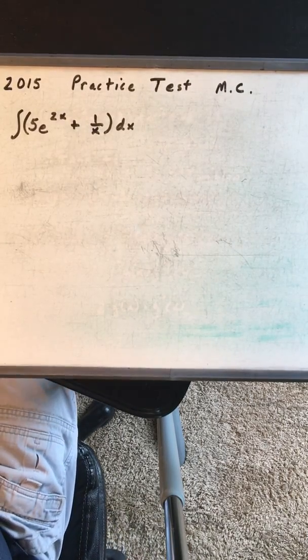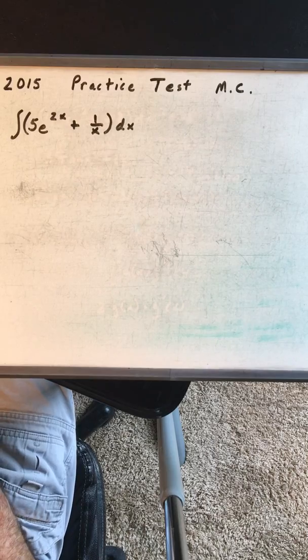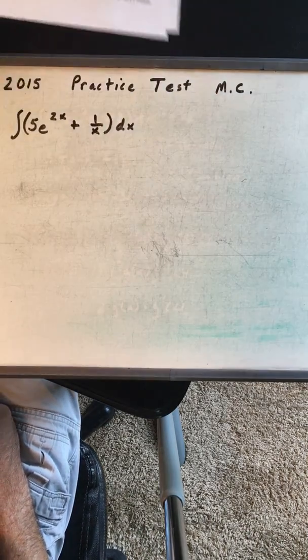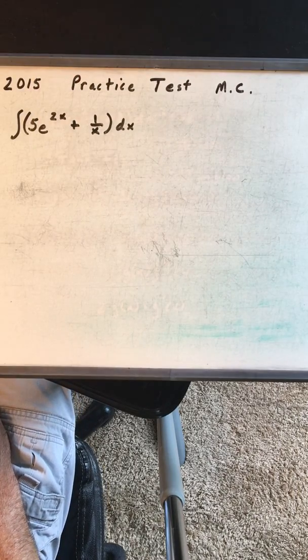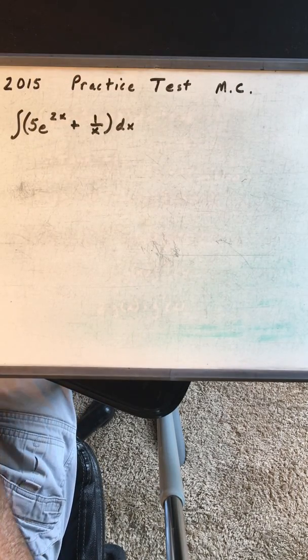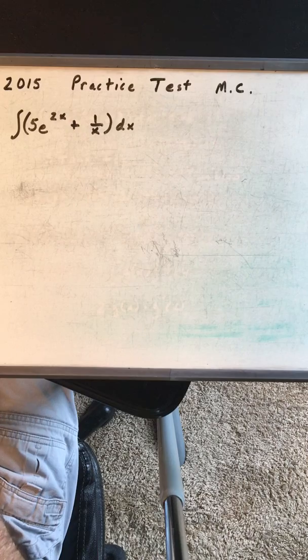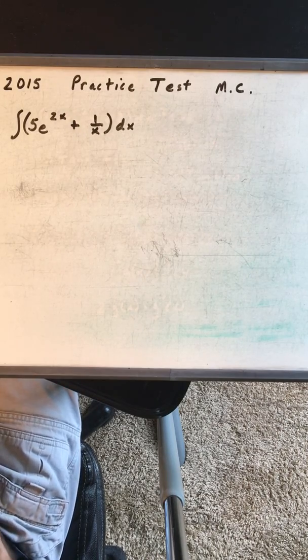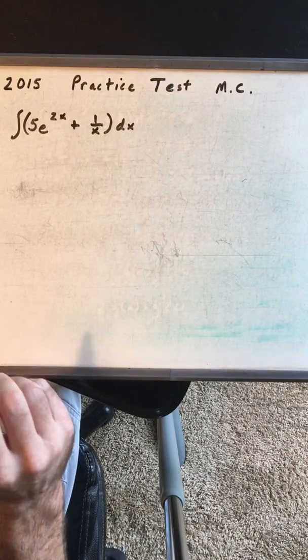Okay, this is the 2015 AP Calculus practice test, multiple choice section, and I'm going to try to get numbers 1 through 14 done on this video. So number 1 is, it just says to integrate 5e to the 2x plus 1 over x dx.